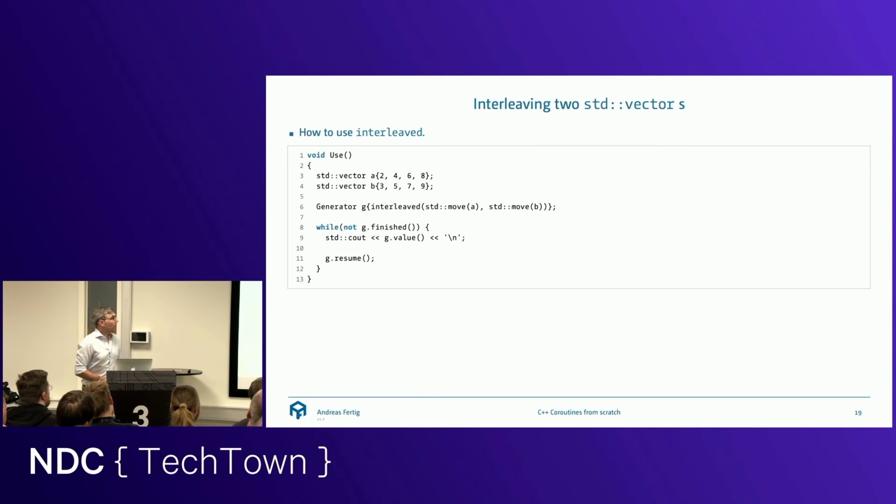The usage is now the following. I have my two std vectors, A and B, as they were on the slide. I create a generator G by calling my coroutine interleaved, moving the two std vectors A and B into the coroutine. And now I have another while loop that calls G.finished and asks whether that returns false. And if so, I'm couting G.value. And after that, I'm calling G.resume.